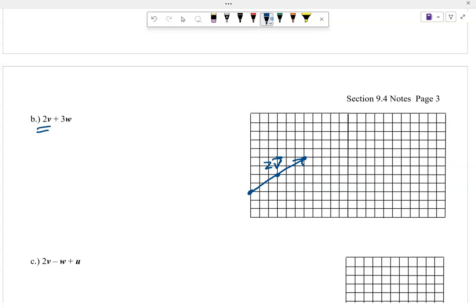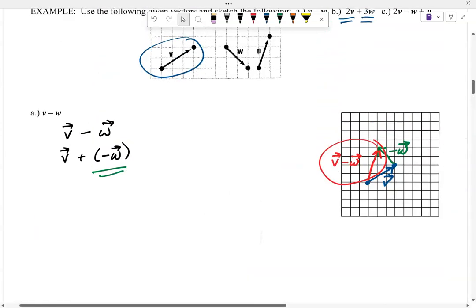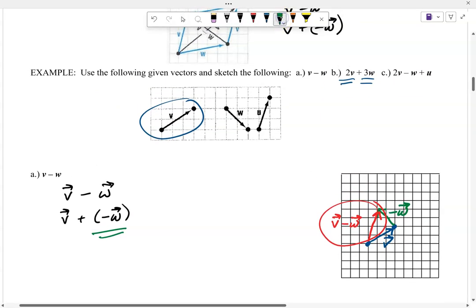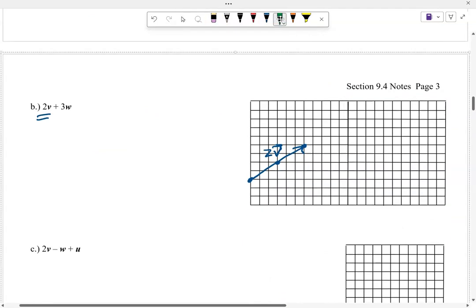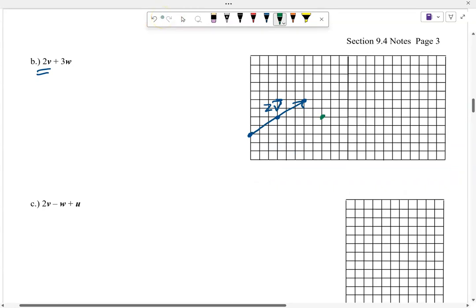Now I'm going to add on 3w. So let me look up here at w again. See how w was down to right 2? So I want to do that, but I want to do it 3 times. Down to right 2. Whoops, let me erase that. Down to right 2, but I got to do it 3 times. I'm starting here, and I'm going down to right 2, down to right 2, down to right 2. So I did that 3 times. So the magnitude is tripled, right?